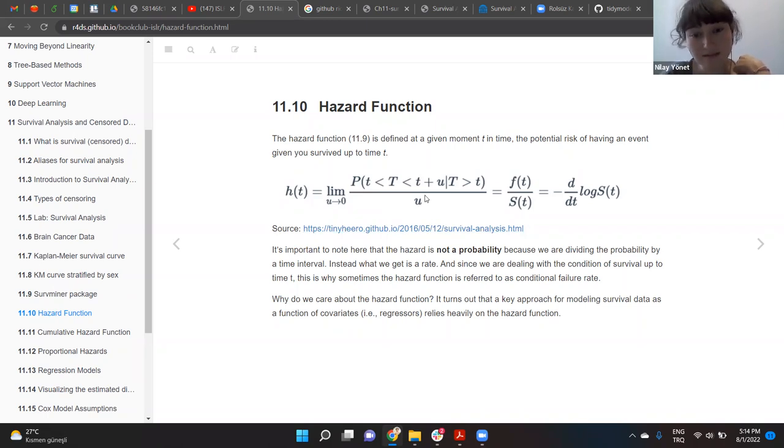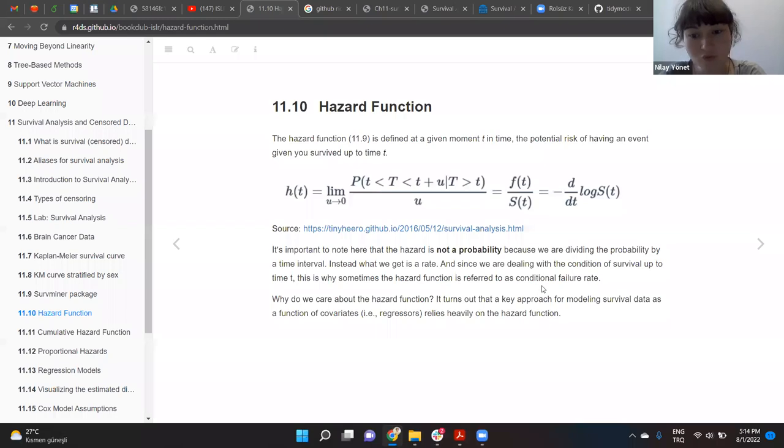So this means that since this probability is divided by a time unit, it is not a probability anymore. Let's assume something over second, something over hour, something over month. Like kilometers per second, kilometers per hour. So it feels like this is a rate from now on. It's not a probability. It is a rate when we are talking about the hazard function. So why do we care about that? Okay.